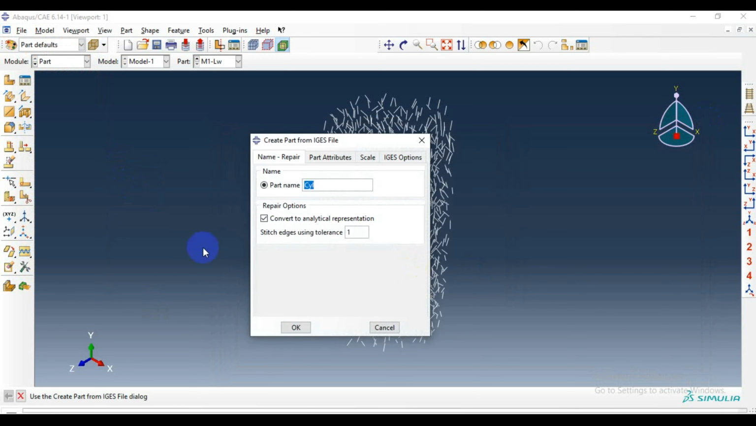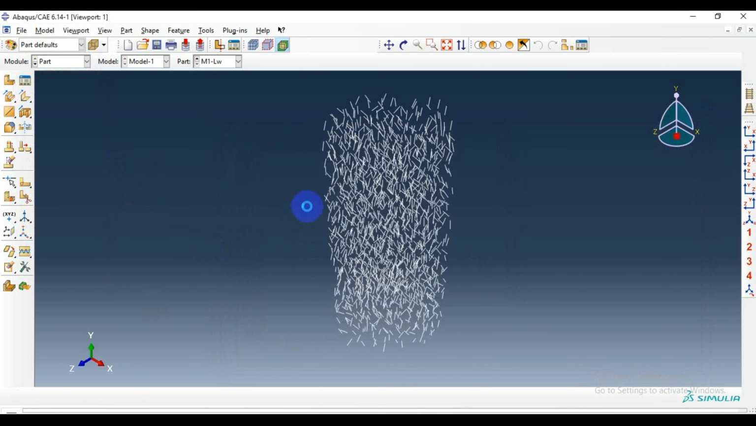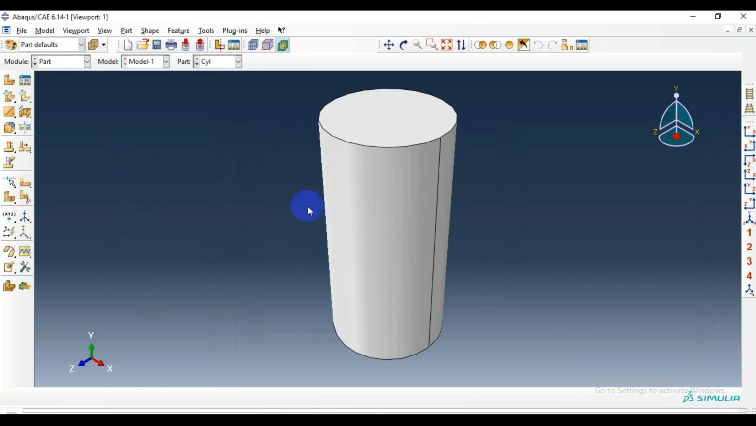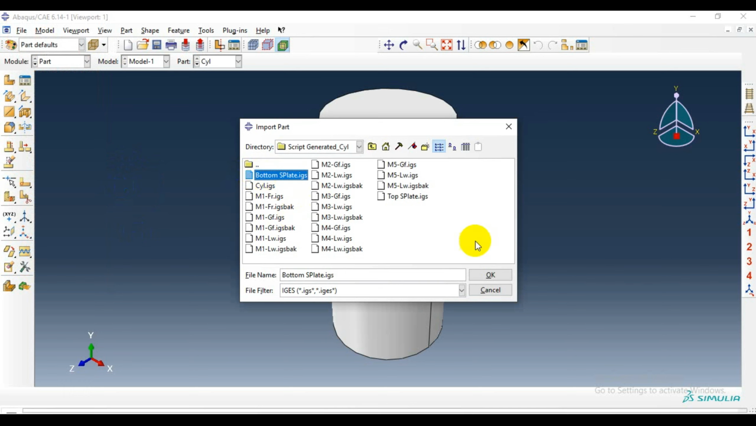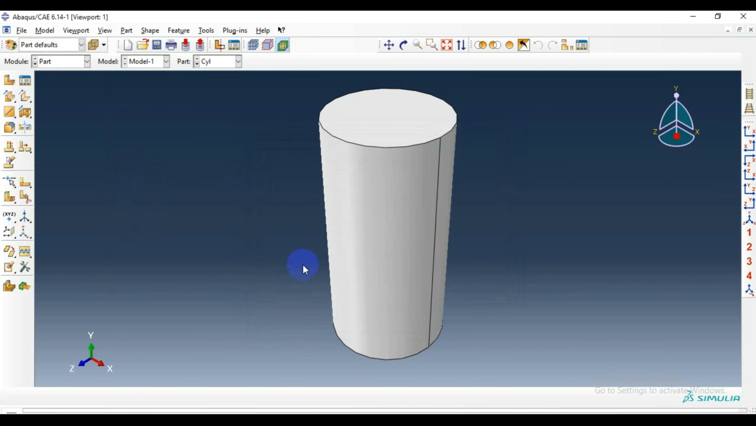Also I will teach you how you can simulate the fiber reinforced concrete in Abaqus. So these are the parts that you are watching right now.